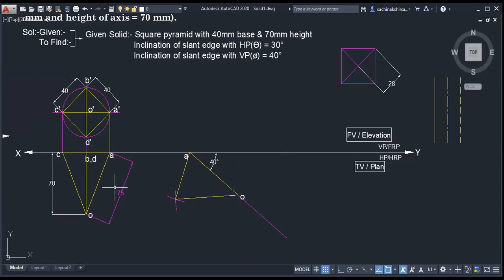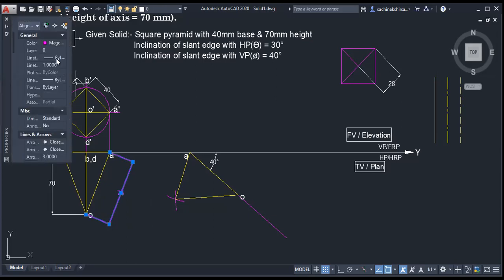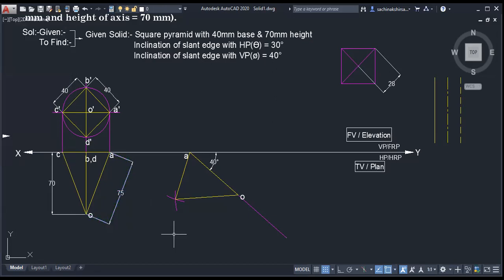Have you understood how I am marking the distances? Is it coming like this? Yes. Okay, then how to join? How to locate point B and D? On AC line.